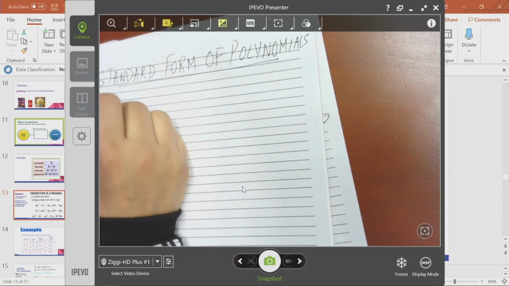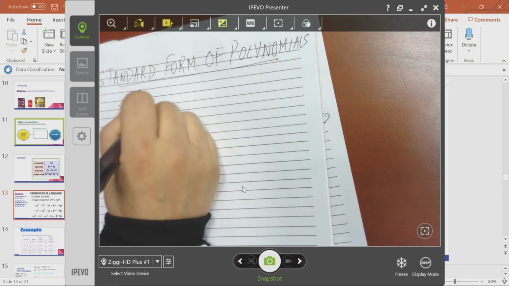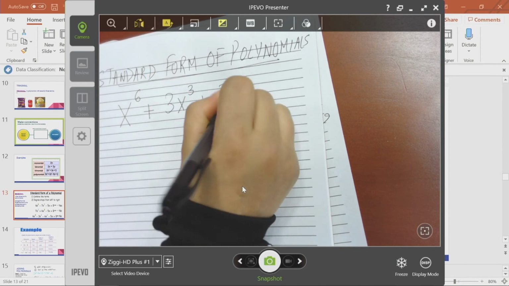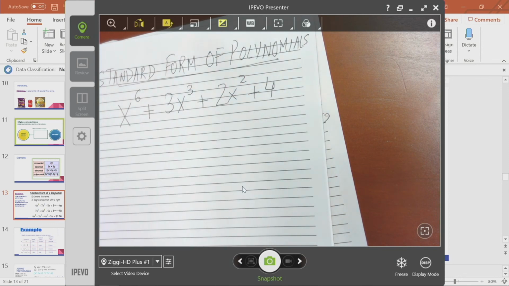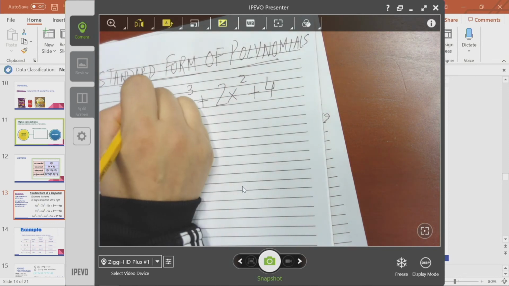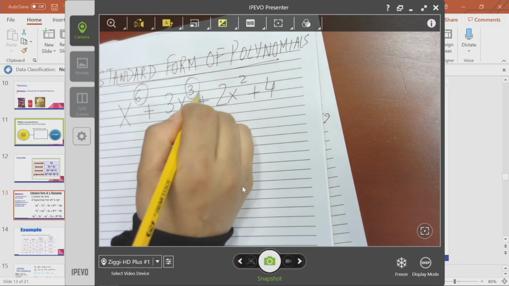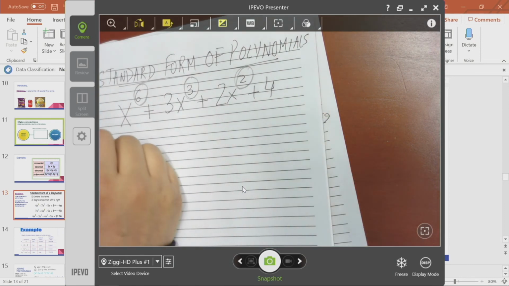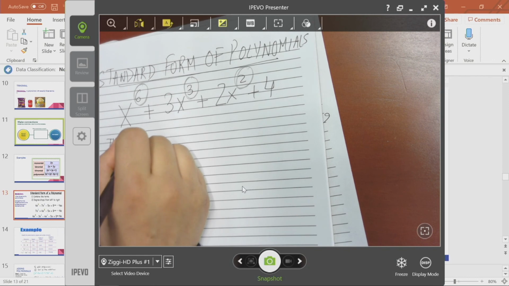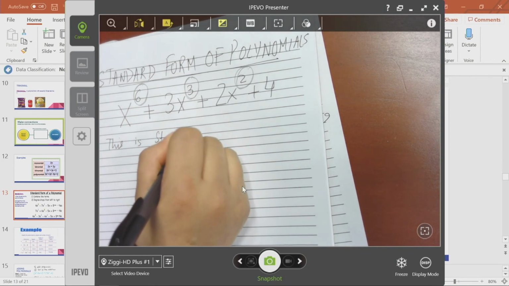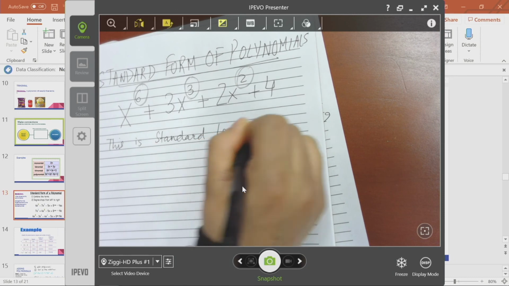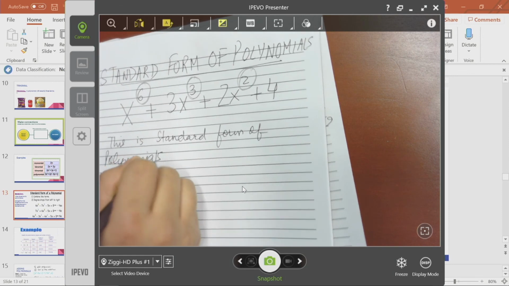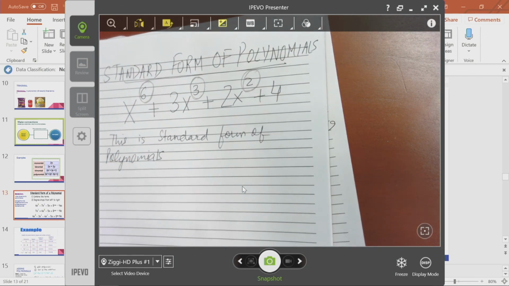So if I write x to the power 6 plus 3x to the power 3 plus 2x squared plus 4, you see here the exponent starts with 6, then it goes down to 3, then it goes down to 2, and then there is nothing. So this is standard form of polynomial. Before we decide standard form of polynomials, we should ask ourselves, is it a polynomial?